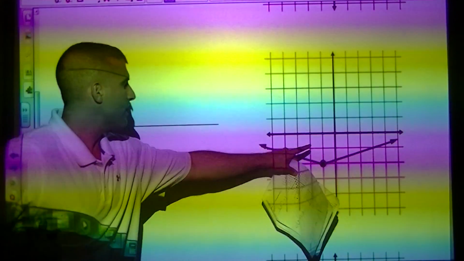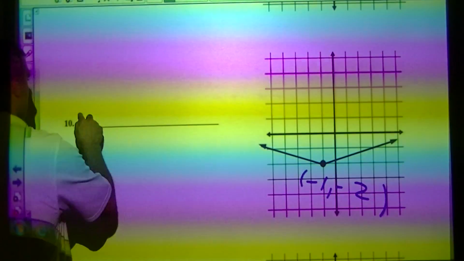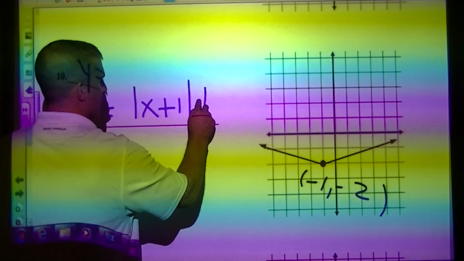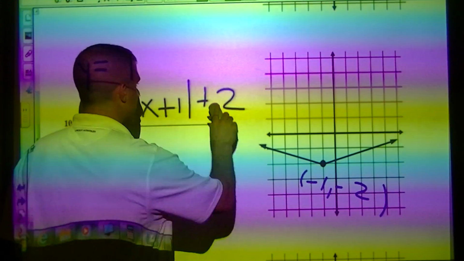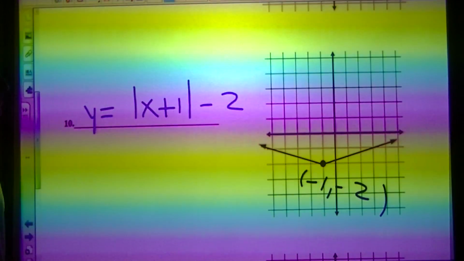Okay. I've got an anchor point. My anchor point's at -1, -2. So here's what I know. I already know this. I know it's going to be x plus 1. I know it's going to be -2 on the outside. So we follow on the outside. We go opposite of the inside.